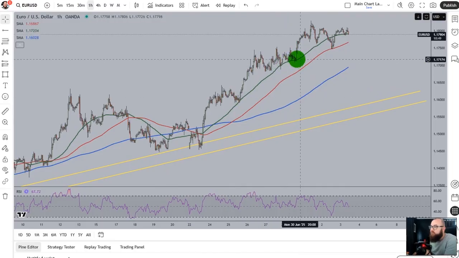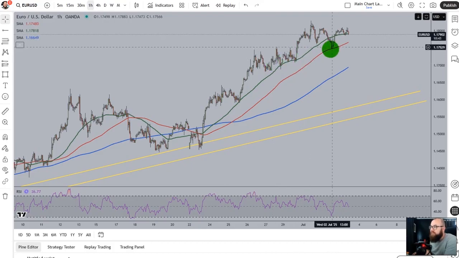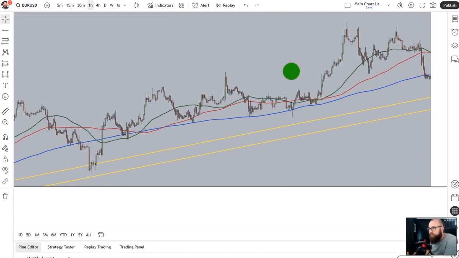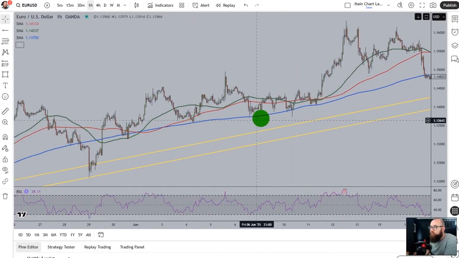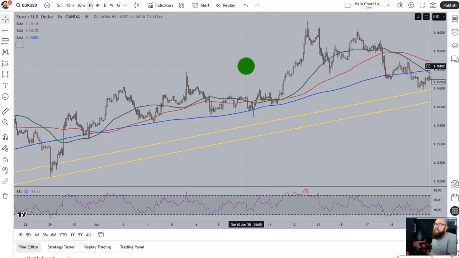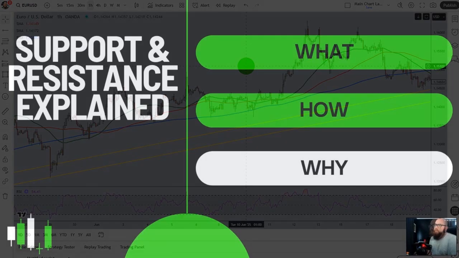You can see with this uptrend, price reverses pretty much every single time at this moving average, and the last time here at the 100 moving average. Down here at the 200, the blue moving average, price keeps reversing. So that's dynamic support and resistance.